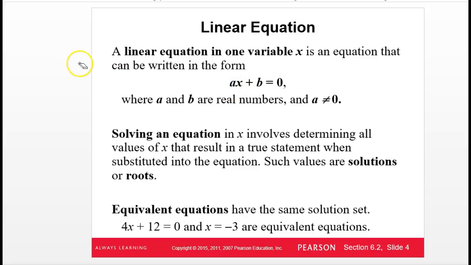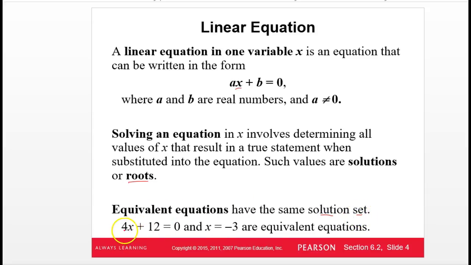In that, a and b are real numbers, but a can't be 0 because that would lose our x term and then we wouldn't have a line anymore. Solving an equation means to figure out what this x is, to find all the values that x can be that make this equation up here true. And the values for x that do make this true are what we call the solutions, or possibly the roots of the equation. Right. Equivalent equations are two equations that have the same solution set, meaning the same values for x that make both true.